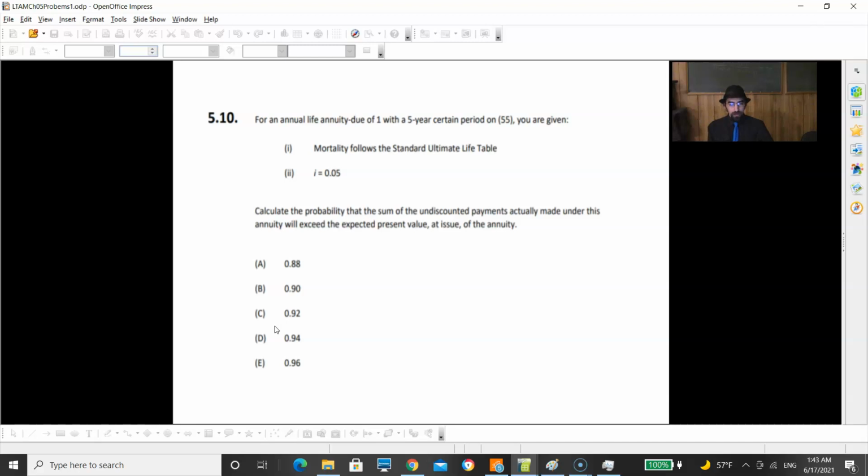So, problem 5.10. You have an annual life annuity due of 1 with a 5-year certain period on a 55-year-old. You're told that you can use the tables. Calculate the probability that the sum of the undiscounted payments actually made under this annuity will exceed the expected present value. Okay. So notice, sum of the undiscounted payments, that's just the number of payments.